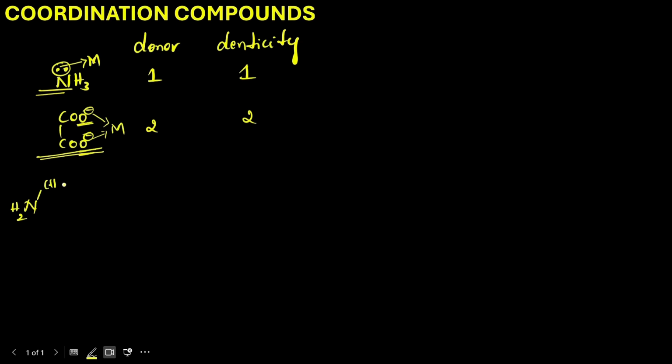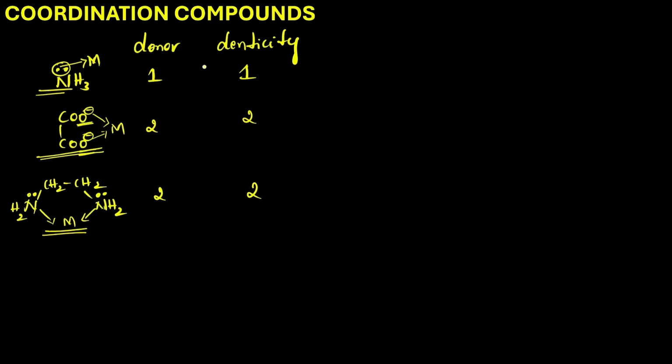We will take one more example, that is NH2, CH2, CH2 and here NH2. How many donor atoms are there in this ligand? Here nitrogen has a lone pair of electrons and here also nitrogen has a lone pair of electrons. Therefore, two donor atoms are there. And what is the denticity of this particular ligand? These two donor atoms donate a lone pair to the metal atom. Therefore, denticity is 2. This is how you have to identify the donor atom and also the denticity.